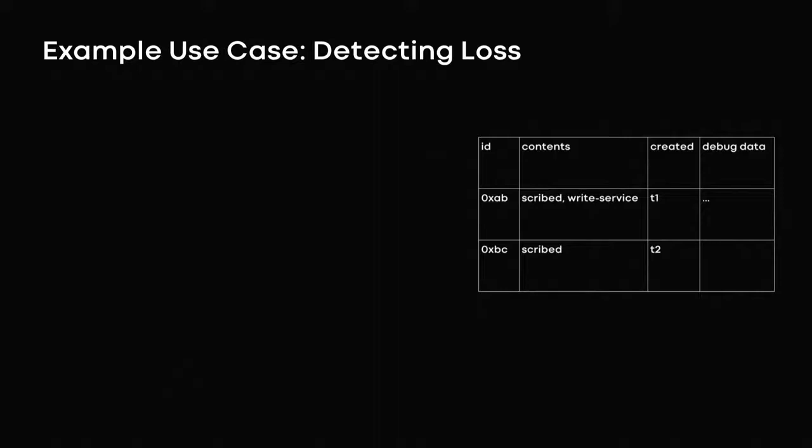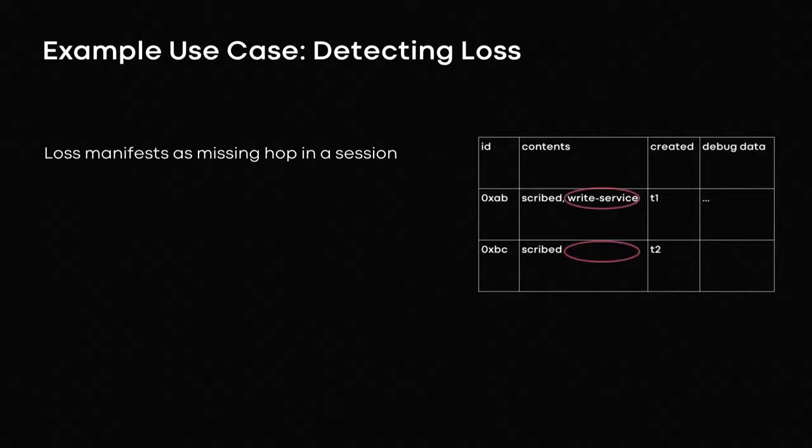And if you recall from the write path diagram, the hop that is responsible for persisting a message in log device is the write service hop. So essentially, loss manifests as a session where the write service hop is missing. Here you can see that as an example. If the write service hop is missing, it stands to reason that the message was lost.